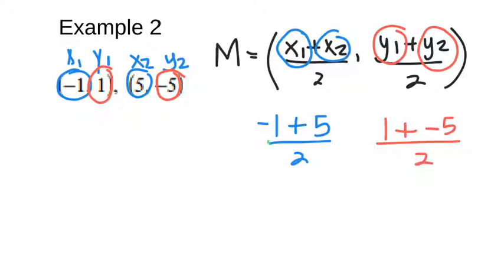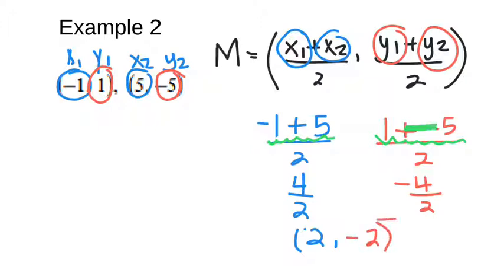Then you would PEMDAS the top. -1 plus 5 would be 4, divide by 2, and 4 divided by 2 divides evenly to give you a 2. And over here you'd PEMDAS the top. 1 plus -5, plus a negative is really just subtracting. So 1 minus 5 would be -4 divided by 2, and -4 divided by 2 also divides evenly to give you a -2.